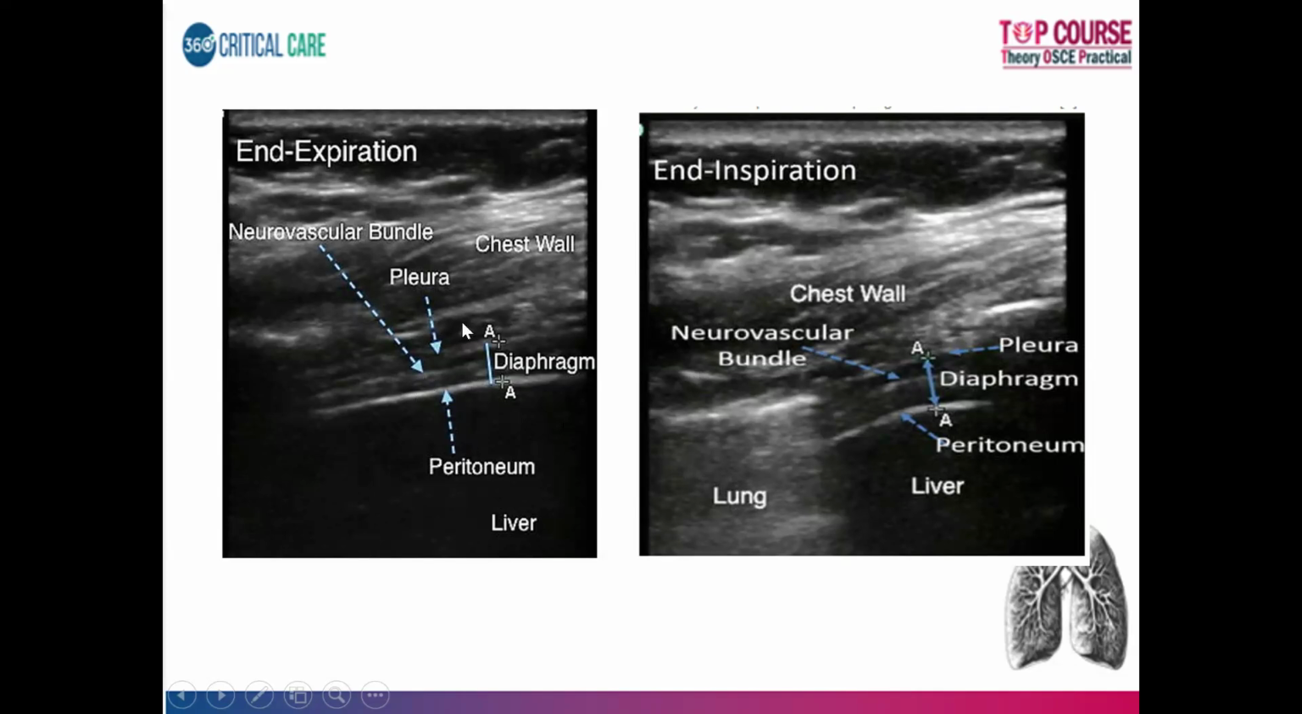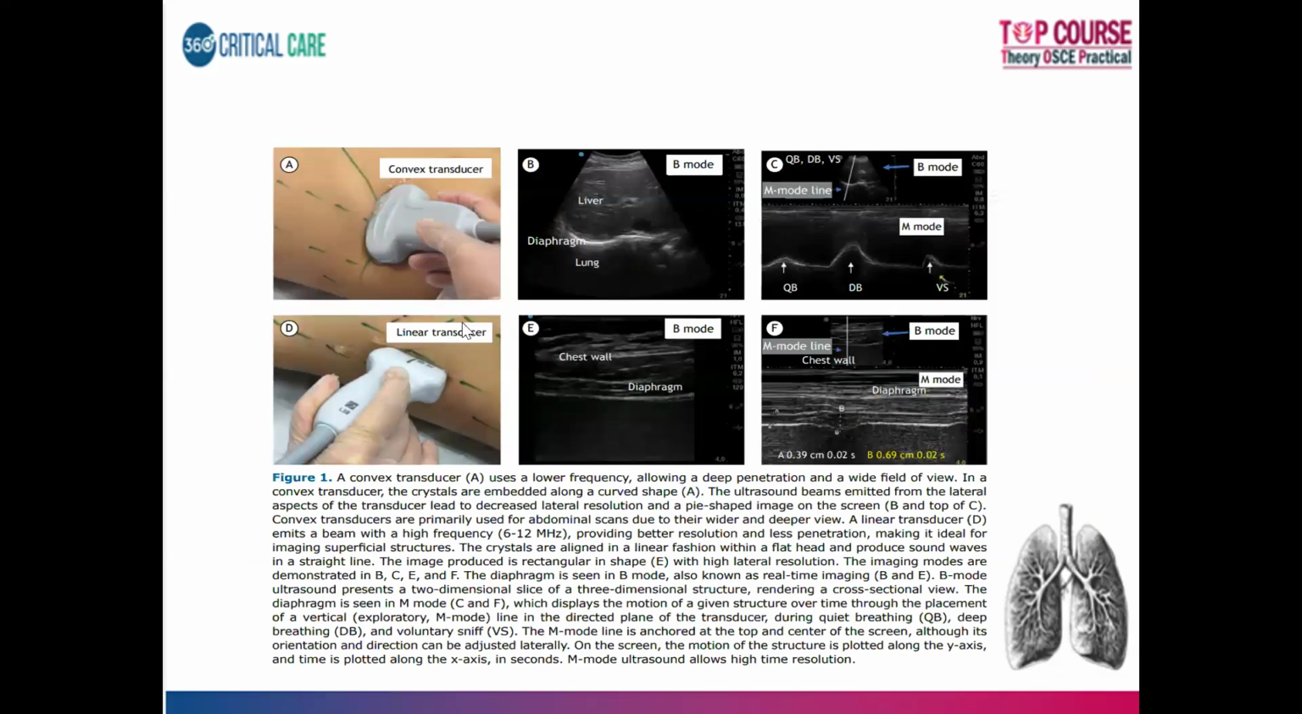Both probes are used, that is both your linear probe as well as your curvilinear probe, which I'll be discussing in the next slide. So coming to how we go about performing the diaphragmatic ultrasound, there are two things that we have to look at, two functions. One is the diaphragmatic thickness fraction, and the other is the diaphragmatic excursion.